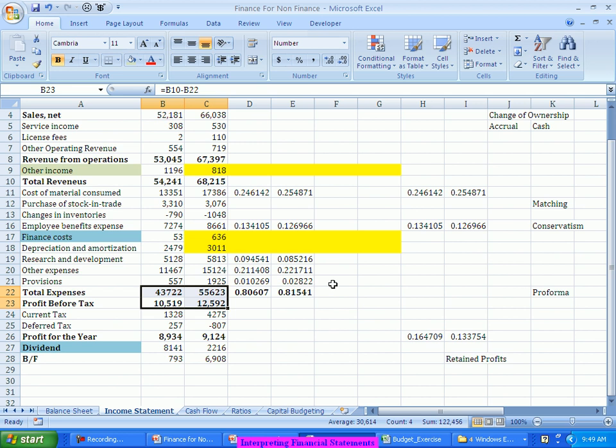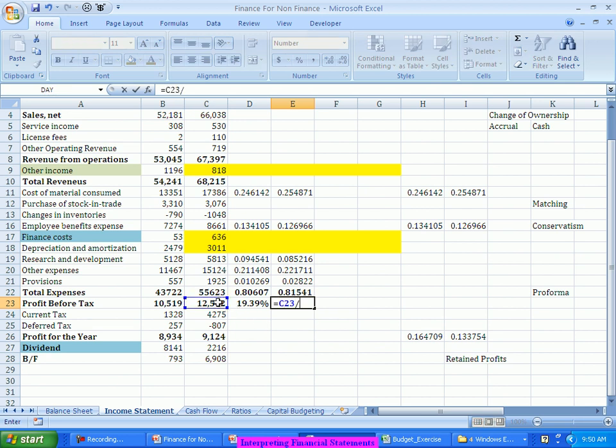What is going on here is in terms of percentage, right? So my profit is nothing but profit before tax divided by the total revenue overall. Around 19.39% is the profit before tax last year.